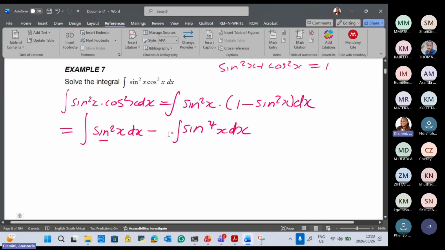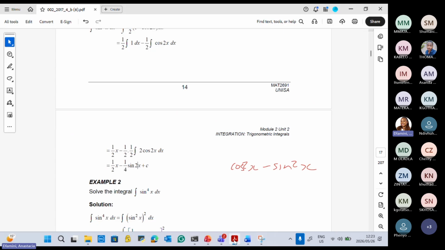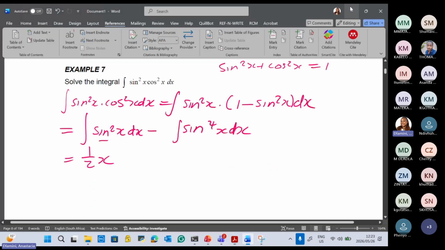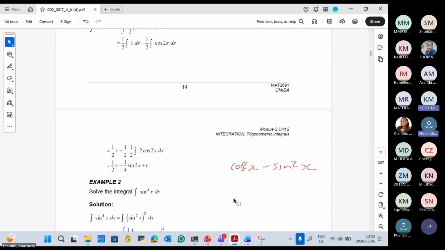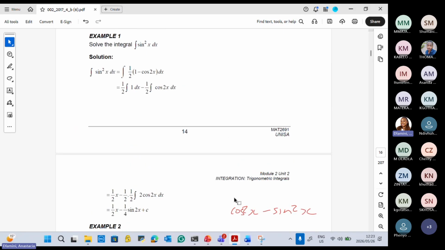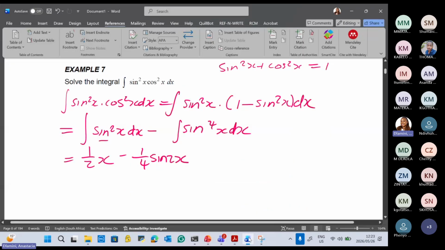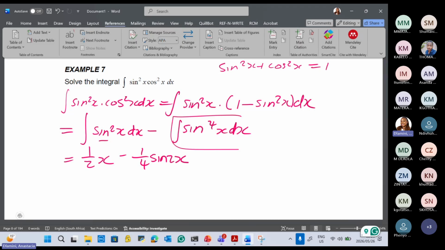So this is what? Equals 1 over 2x. I'm waiting. I'm listening. Guys, 1 over 2x minus 1 over 4 sine 2x, right? Are we together, guys? Yes, ma'am. Yeah, because this is the integral of, now, minus the integral of sine to the power of 4x, this integral.